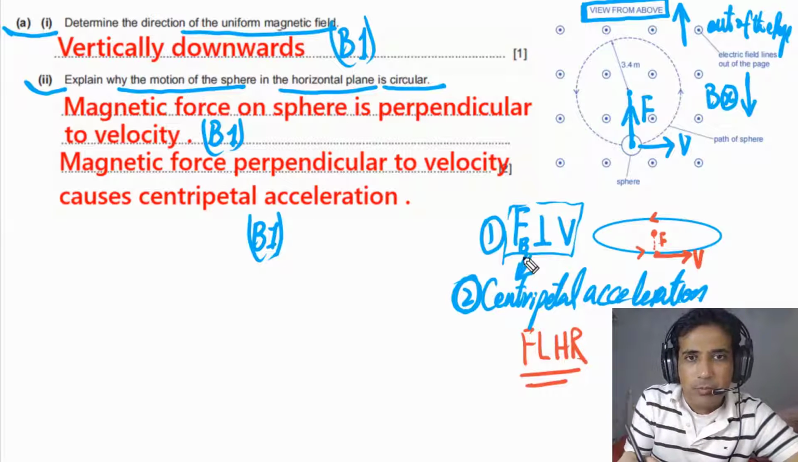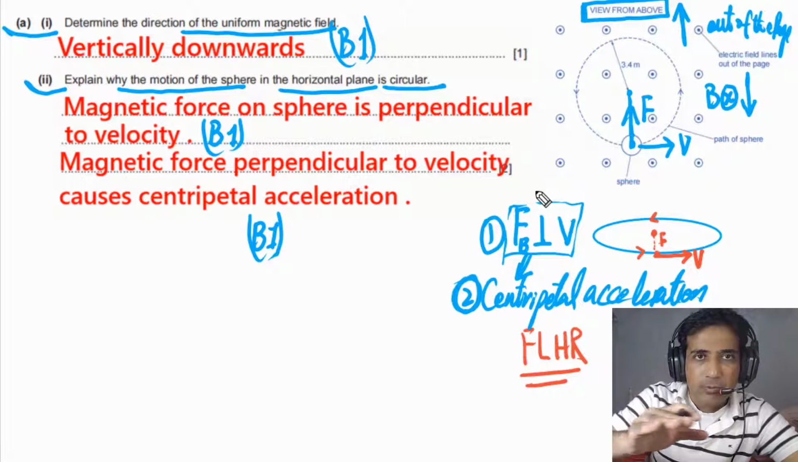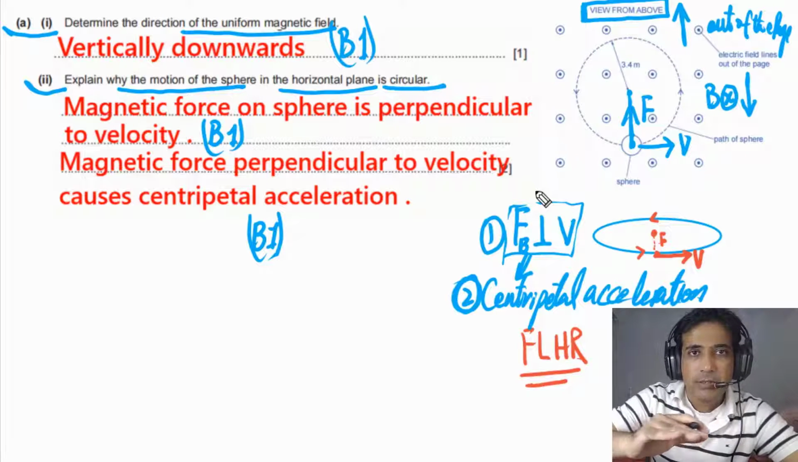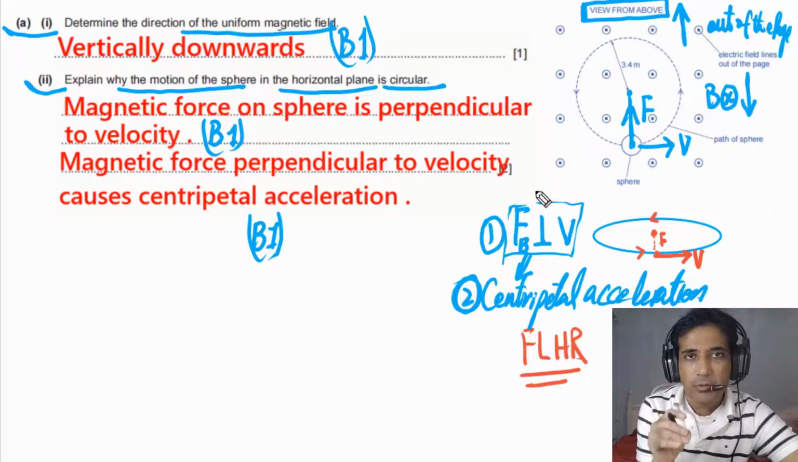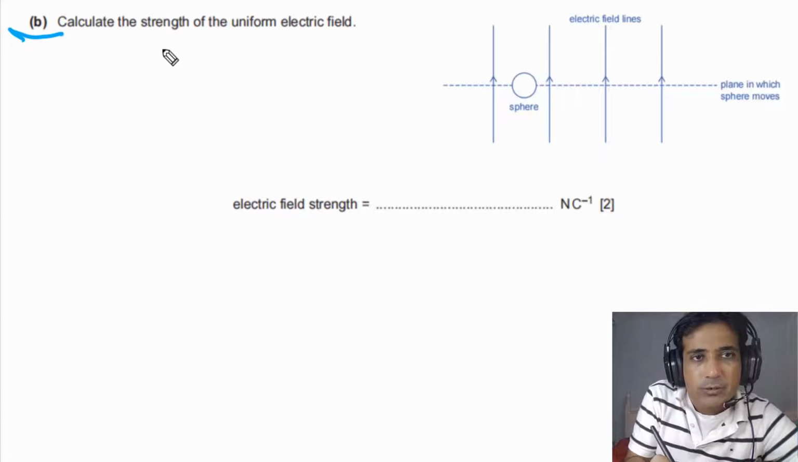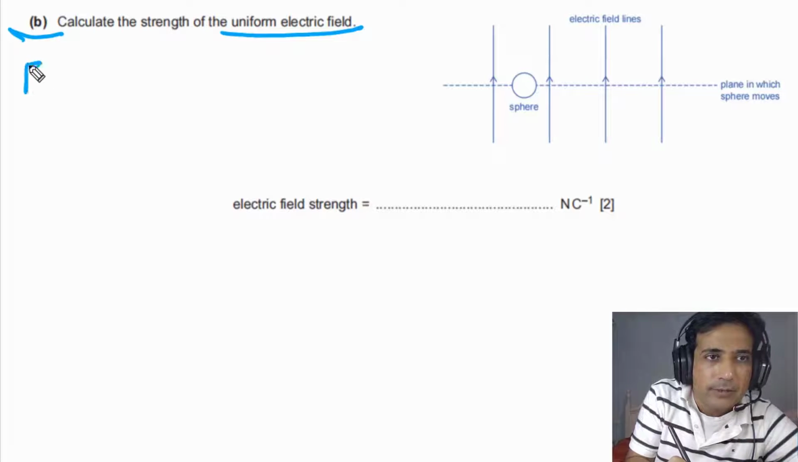This is a very important point. You need to understand when there is a component of resultant force that is perpendicular to the velocity of the particle, that component of force will cause centripetal acceleration and the particle will do circular motion. Very important one. You have to be clear about this. For part B, we need to calculate the value of the uniform electric field. It simply means that we need to calculate the value of capital E.